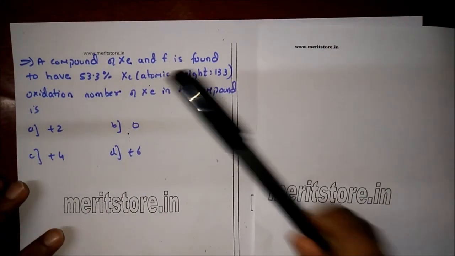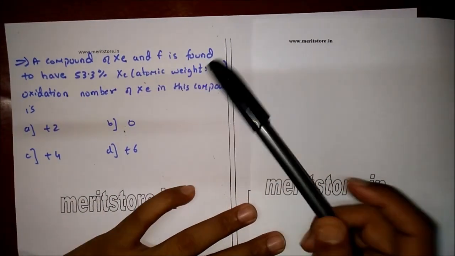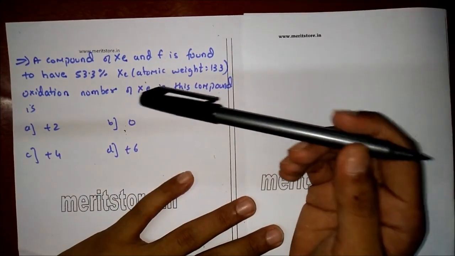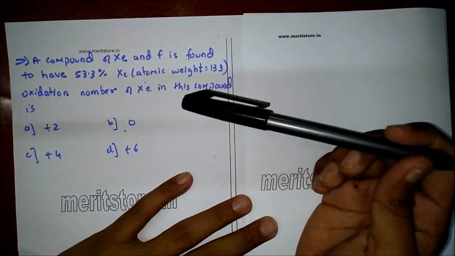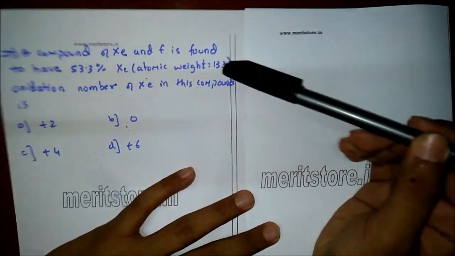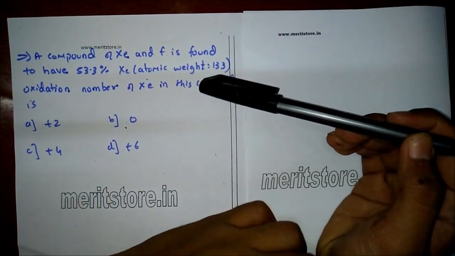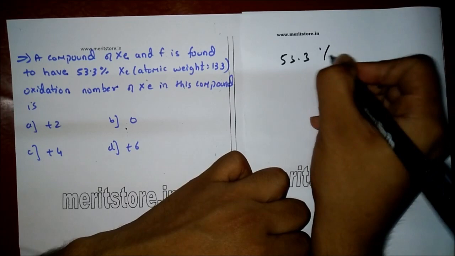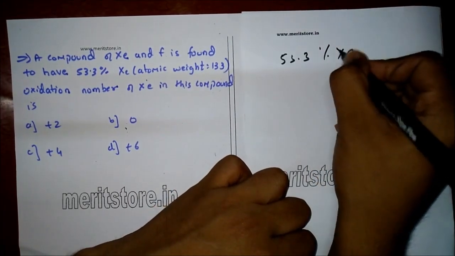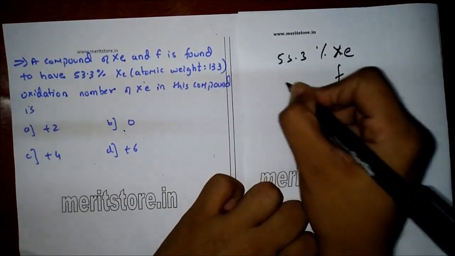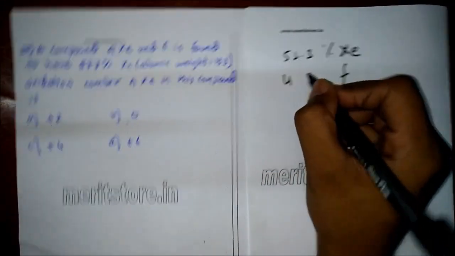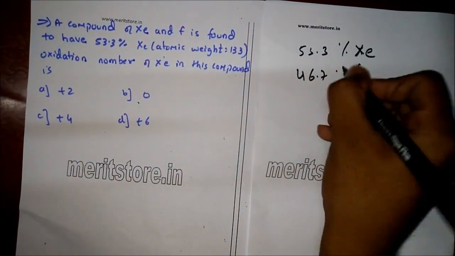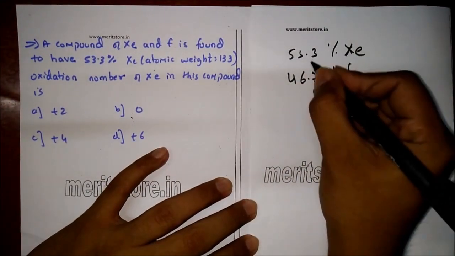A compound of Xe and F is found to have 53.3% Xe. The oxidation number of Xe in this compound is, here are the options. Now the atomic weight of Xe is 133. Since the compound has 53.3% of Xe, the other part of the compound is made of F, which has a percentage of 46.7%. Therefore, this makes up 100%.